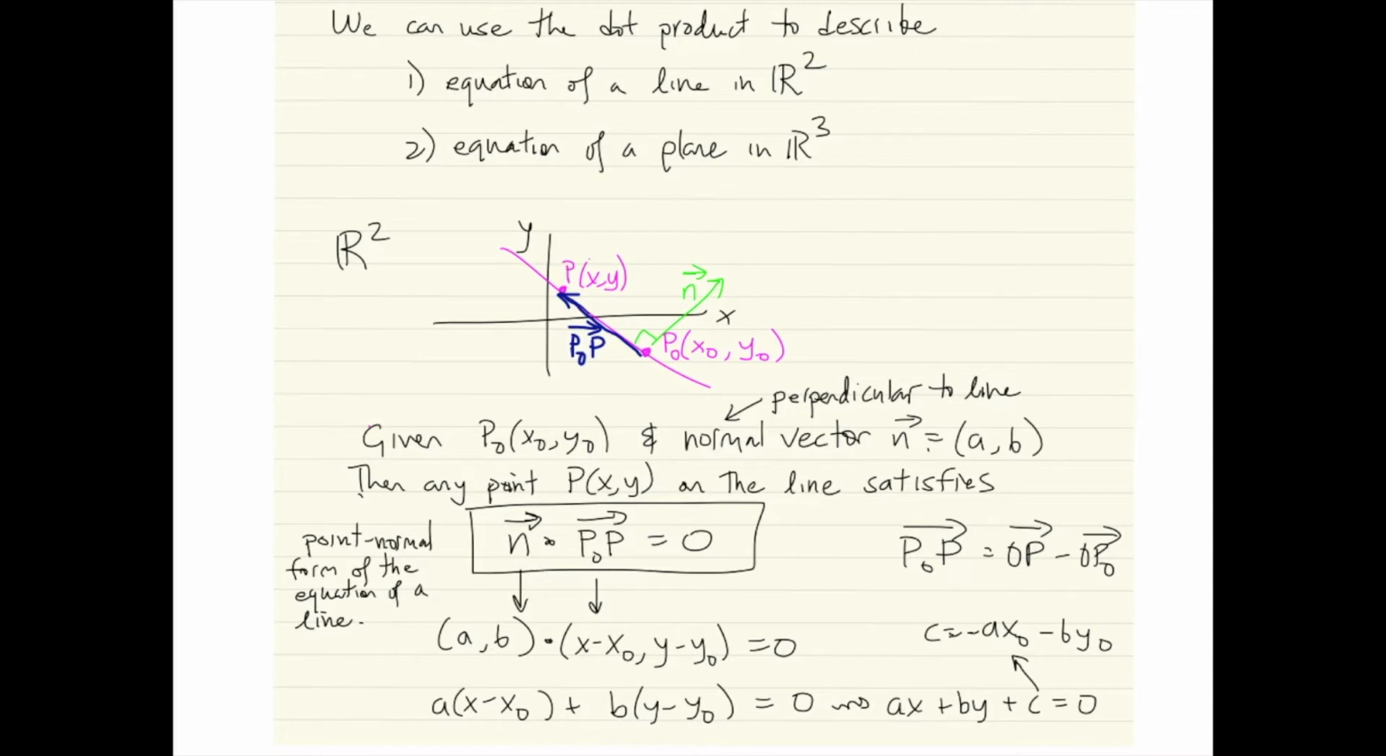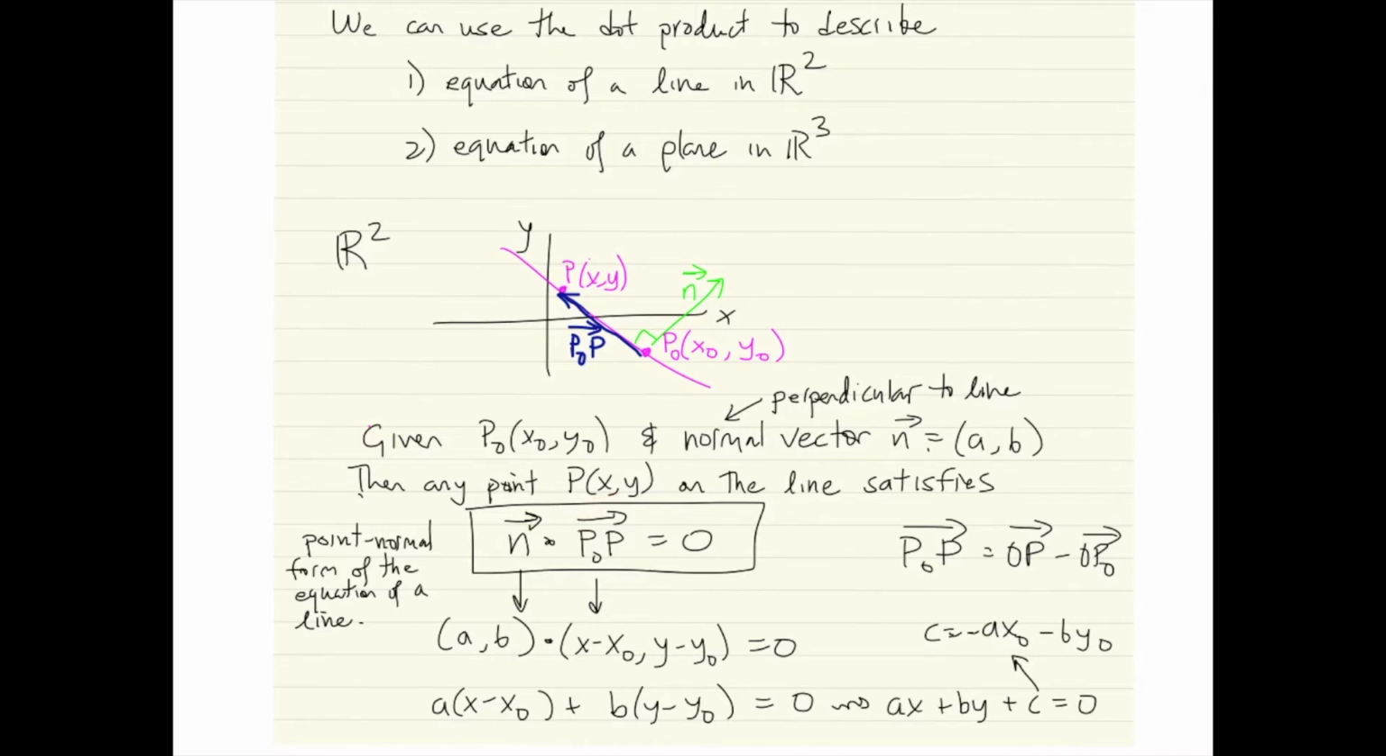And then let's also assume we have what's called a normal vector, or sometimes called a perpendicular vector. This is a vector that, when you draw it, is perpendicular or orthogonal to the line. And if we draw the vector starting at the origin, it'll end at some point (a, b). So that's how we identify a vector with, well, in R2, a pair of numbers.